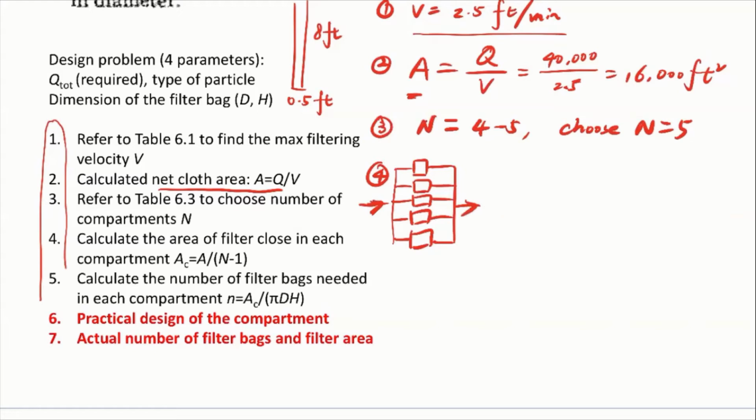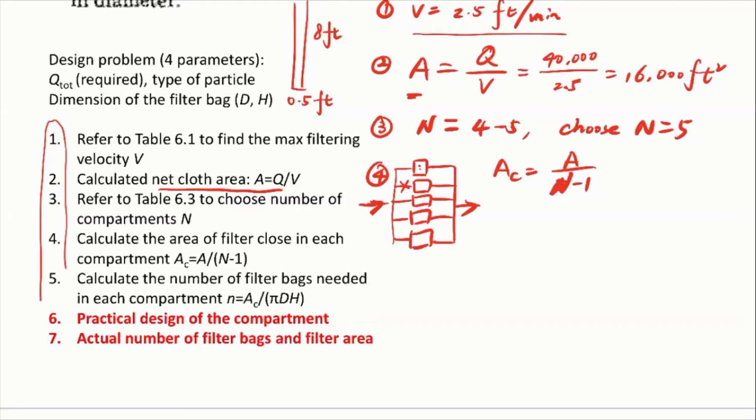Okay, so we mentioned that periodically we have to clean this system, so we have to put one of them offline. That's why when we design the compartments, we have to make sure that the other 4 will have the required cloth area. So what that means is that when we calculate the cloth area in each compartment, we should divide the total area by 5 minus 1, or n minus 1.